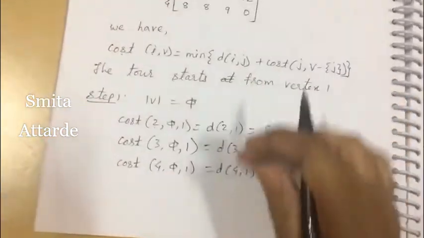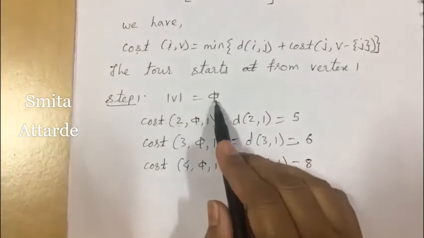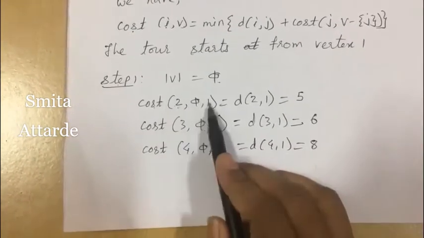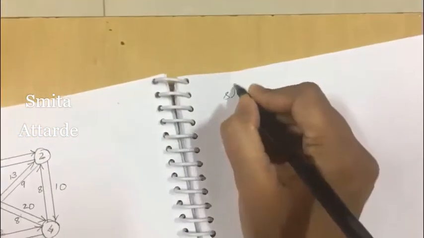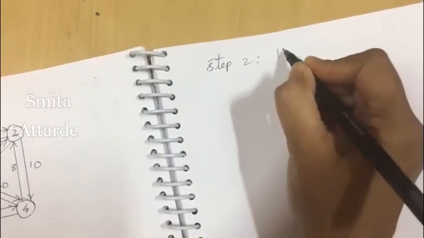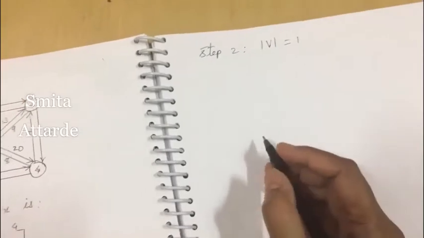That means this is our first step. First step means what? When there are no intermediate vertices, that is, we are finding out the distances between 2, 1, 3, 1, 4, 1 when there is no intermediate vertex. So what will be our step 2? Step 2 will be when the intermediate vertex is 1. There is one single vertex between the 2 1, 3 1 and 4 1.